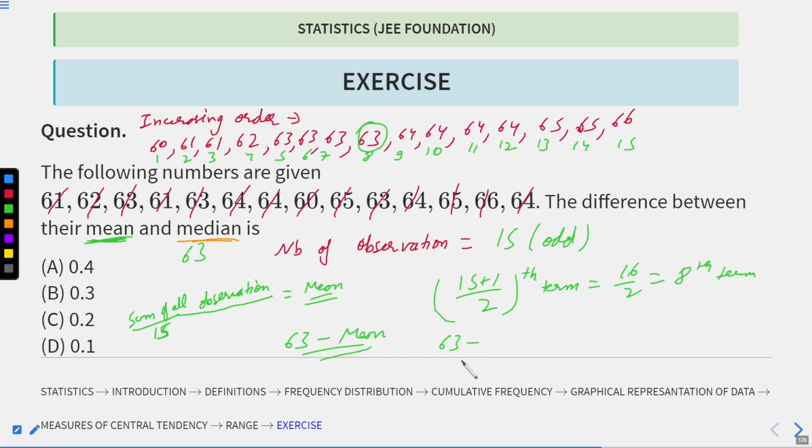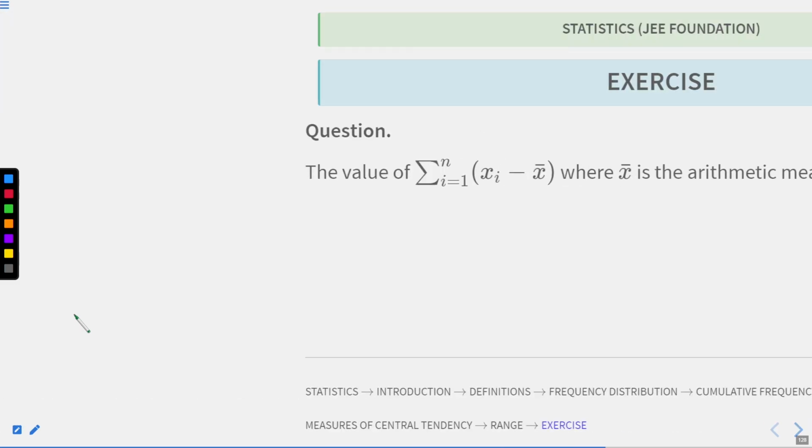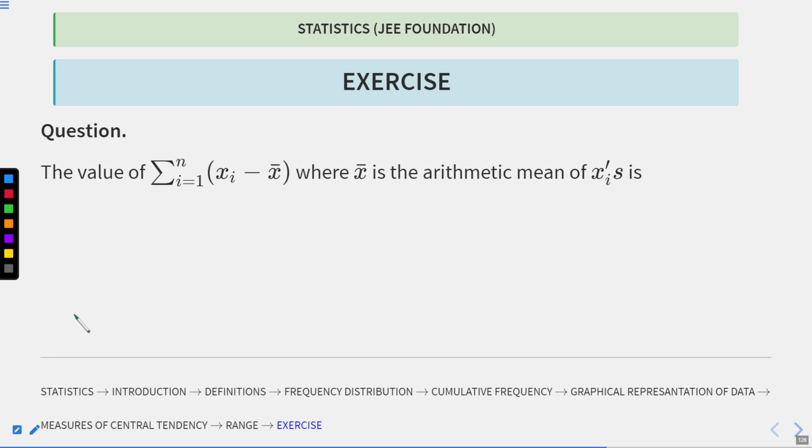If you calculate, the calculations are too lengthy, so I am hoping that you could do them. After doing these manipulations, you will find that the difference is 0.3. I am relying on you to do the remaining calculations. So please verify the answer is 0.3. Okay, so let's move to the next question.